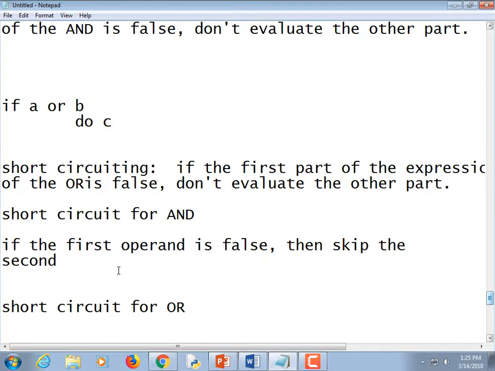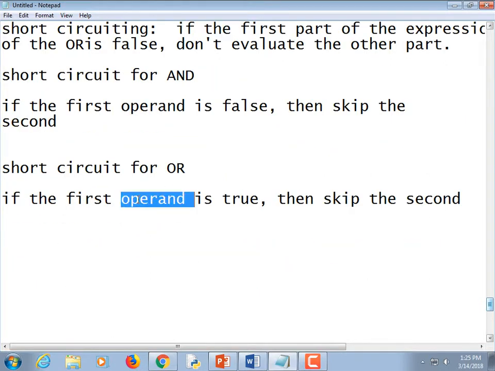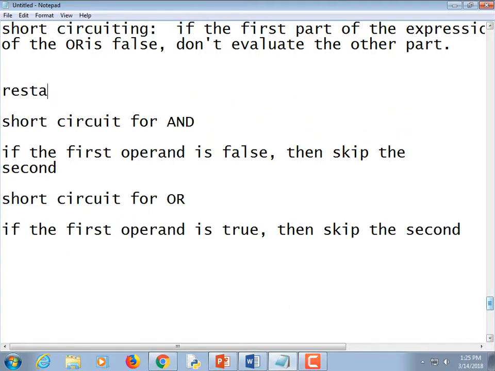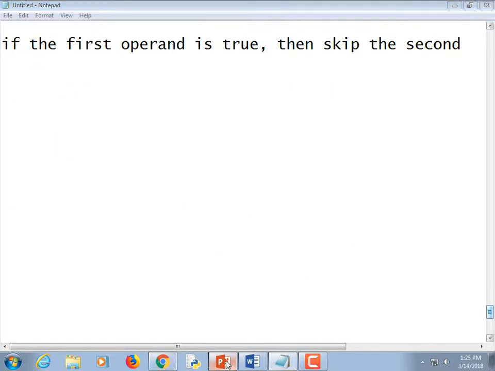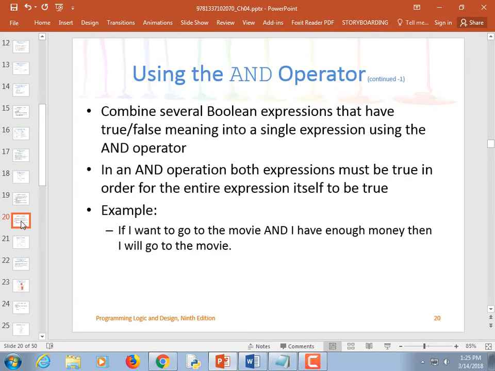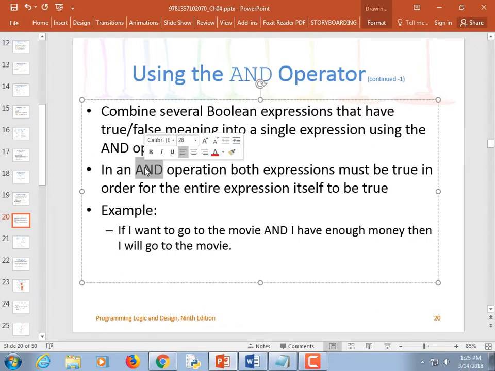So I've just restated it in textbook style, talking about operands. Just the same rule. This is all just saying what we've already talked about. Both expressions must be true for the result to be true if you're using and.